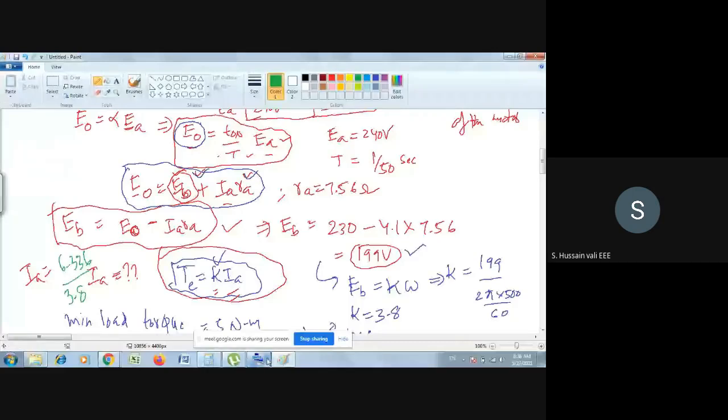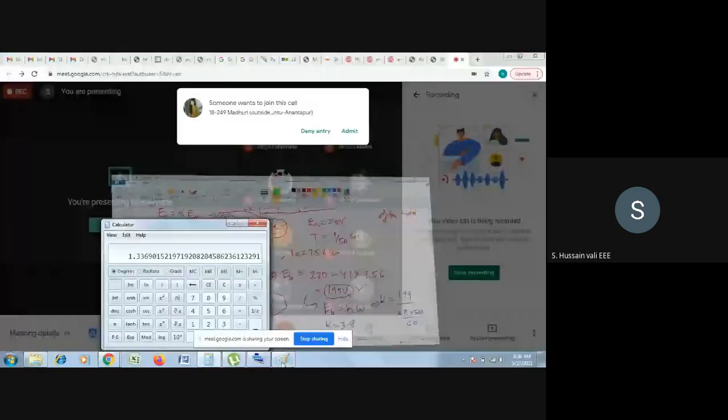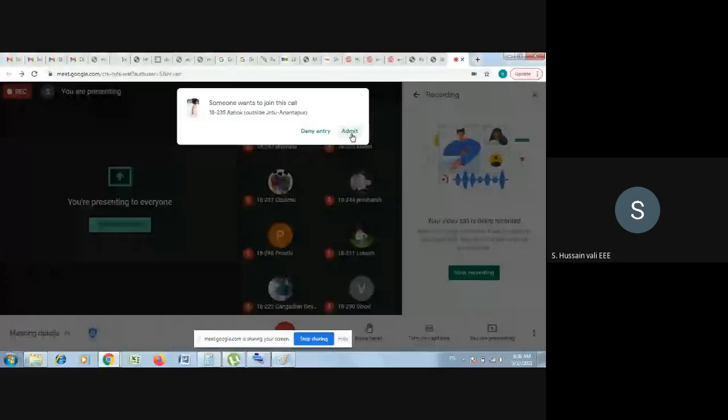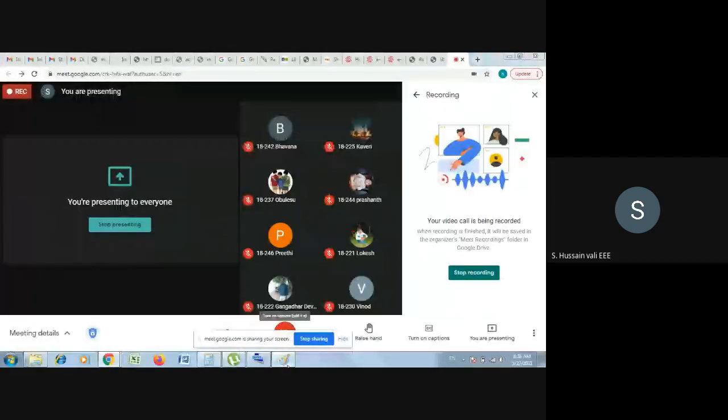Ia is equal to 6.336 divided by the K value. How much is it? 3.8. Okay. So we first start with the question, and once we start with the question, we go ahead with what we require in the question. As per that we will just solve the problem. So what is the answer? 6.336 by 3.8. If we do that, we will get the answer: Ia is 1.667.